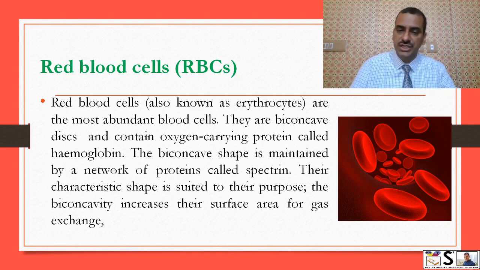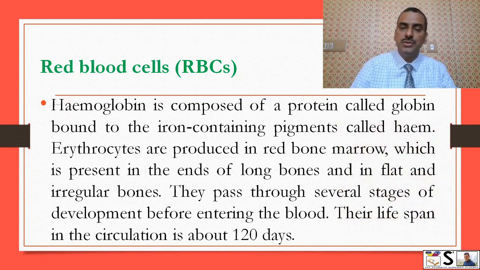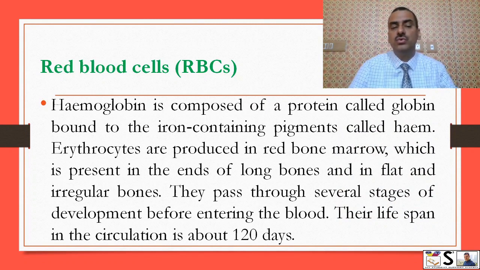The biconcave shape is maintained by a network of proteins called spectrin. Their characteristic shape is suited to their purpose. The biconcavity increases the surface area for gas exchange. Hemoglobin is composed of a protein called globin bound to the iron containing pigment called heme.